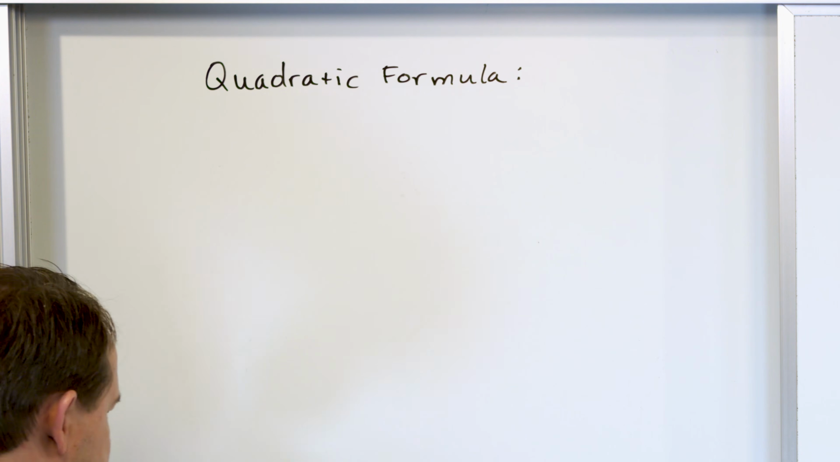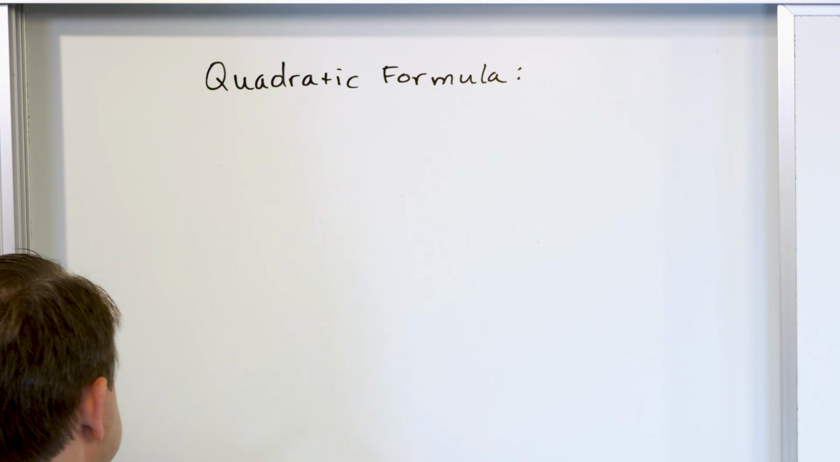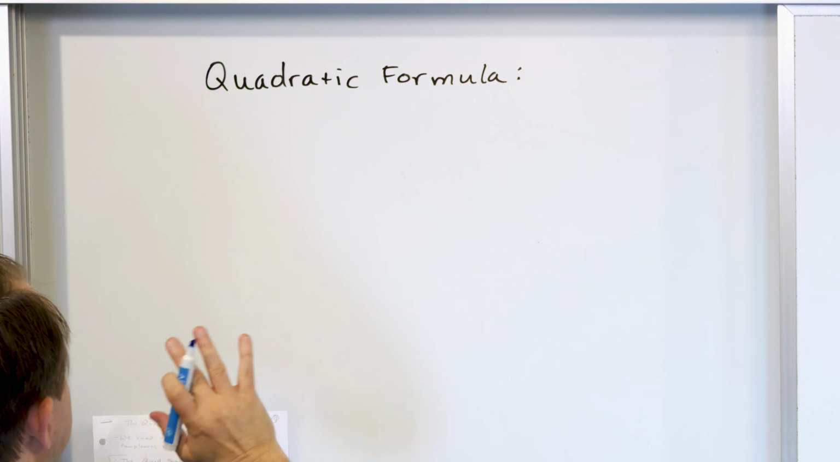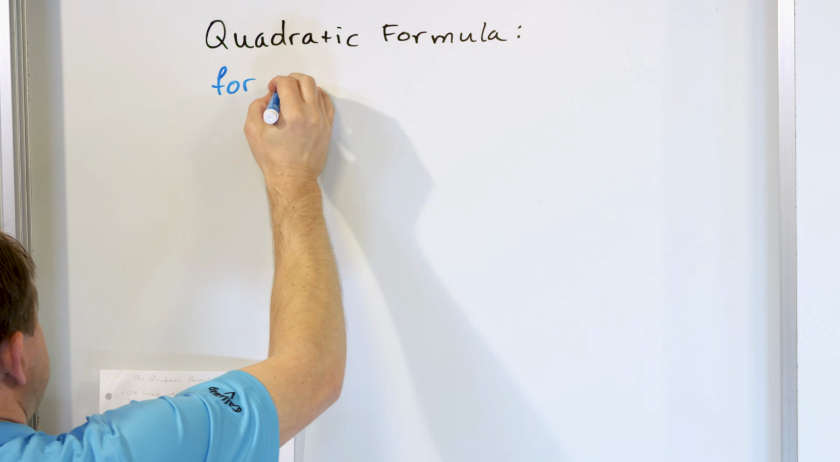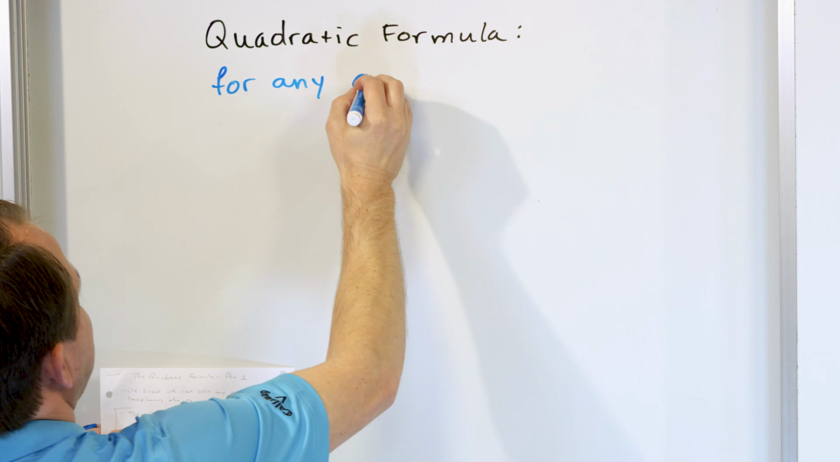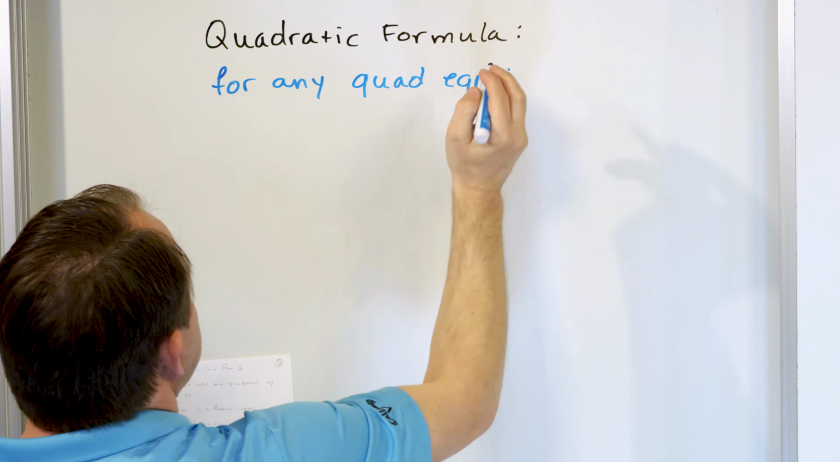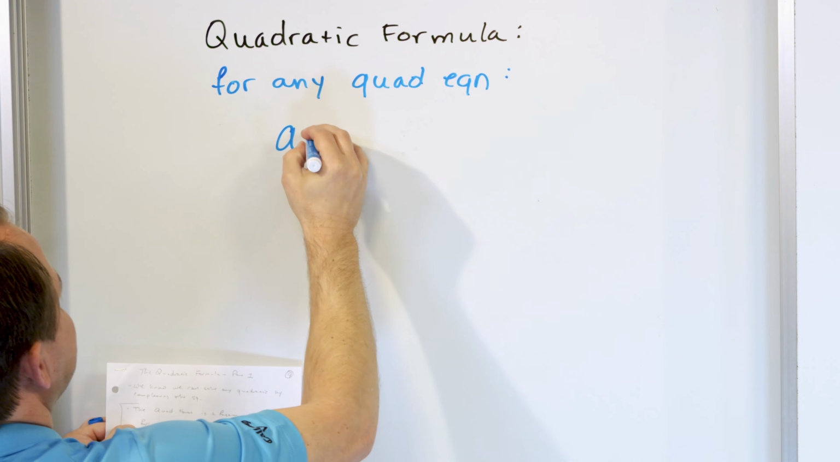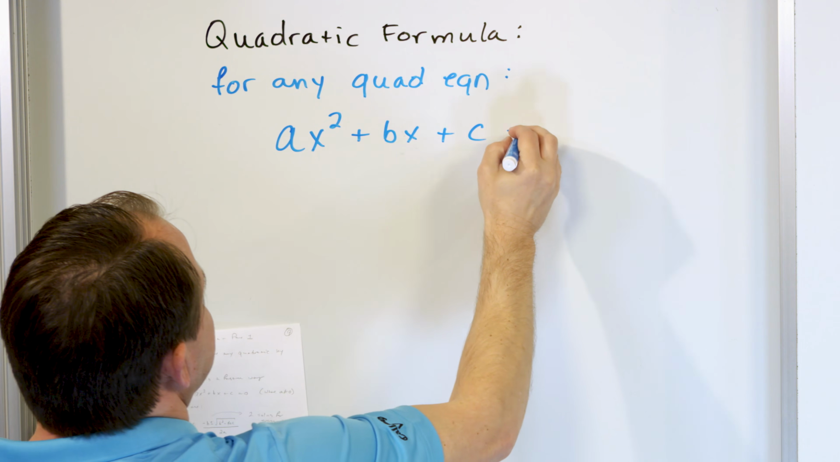So I think it's really important when I can to show you where some of these things come from. Now the quadratic formula is one of the most famous formulas, everybody learns this guy. And so what it is, for any quadratic equation, this means a quadratic equation that looks like this: a times x squared plus b times x plus c is equal to 0.